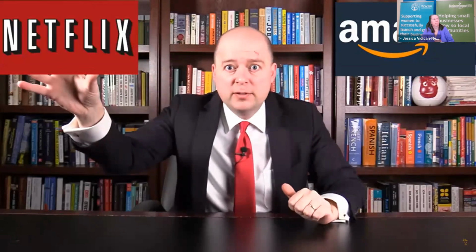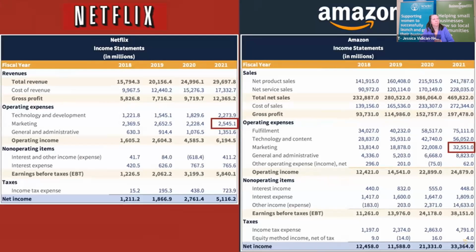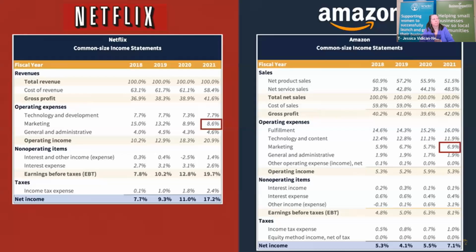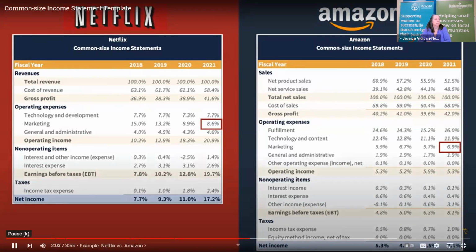For example, let's compare Amazon's marketing costs to those of Netflix. Amazon spent a lot more than Netflix on marketing in 2021, $32.5 billion for Amazon compared to just $2.5 billion for Netflix. But Amazon's net sales were 15 times larger than Netflix's revenues in 2021. Amazon is a lot larger company than Netflix, thus we would expect Amazon to spend more on marketing than Netflix does. But when we look at marketing costs as a percentage of sales, Amazon actually spent a lot less than Netflix in 2021. 6.9% for Amazon compared to 8.6% for Netflix.